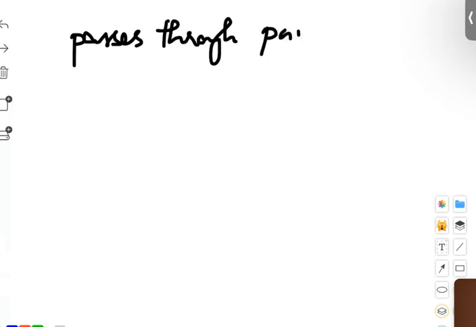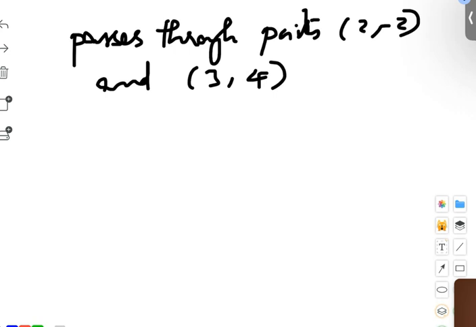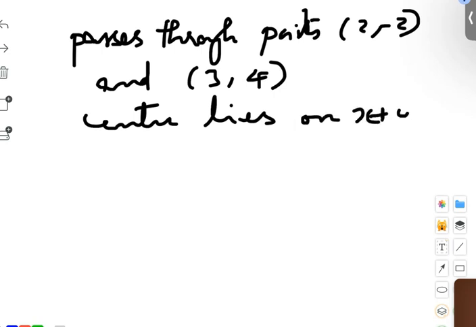Find the equation of the circle passing through the points 2, minus 2 and 3, 4. This is entirely different from what we have seen so far. Center lies on the line x plus y equals 2.